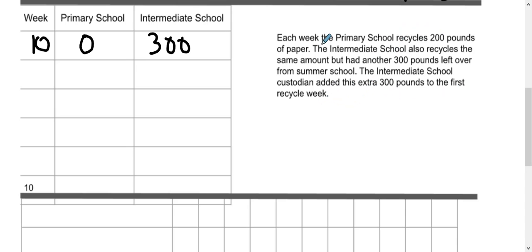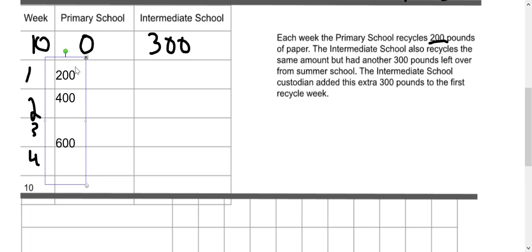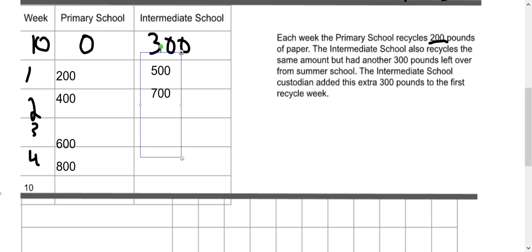And then it says that the intermediate school added this extra 300 pounds to the recycling. And then it says each week they recycle 200. So then each week you're going to add 200. So for the primary school then, this one's going to be 200, 400, 600, and 800. And then on the intermediate school side, you're going to have, well, 300 plus 200 is 500, 700, 900, and 1,100.